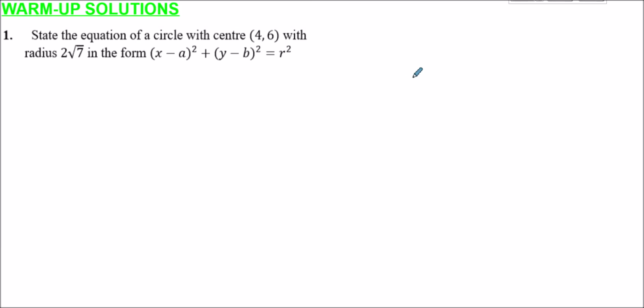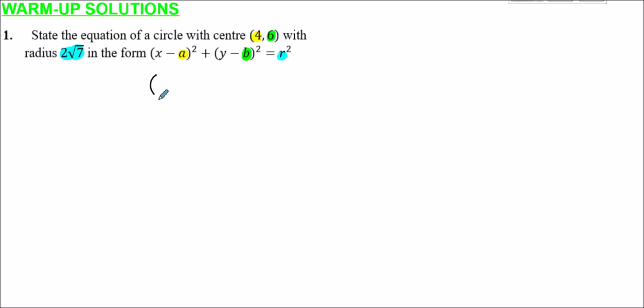Question 1, we're asked to state the equation of a circle of centre 4, 6, radius 2 root 7 in this standard circle form. So what we need to remember is that when we have an equation in this form, we're effectively told what the centre is and the radius is. What I mean by that is this A parameter here corresponds to the x coordinate of the centre, the parameter B corresponds to the y coordinate of the centre, and R is the radius. So we actually know all we need. We just need to plug it in this form.